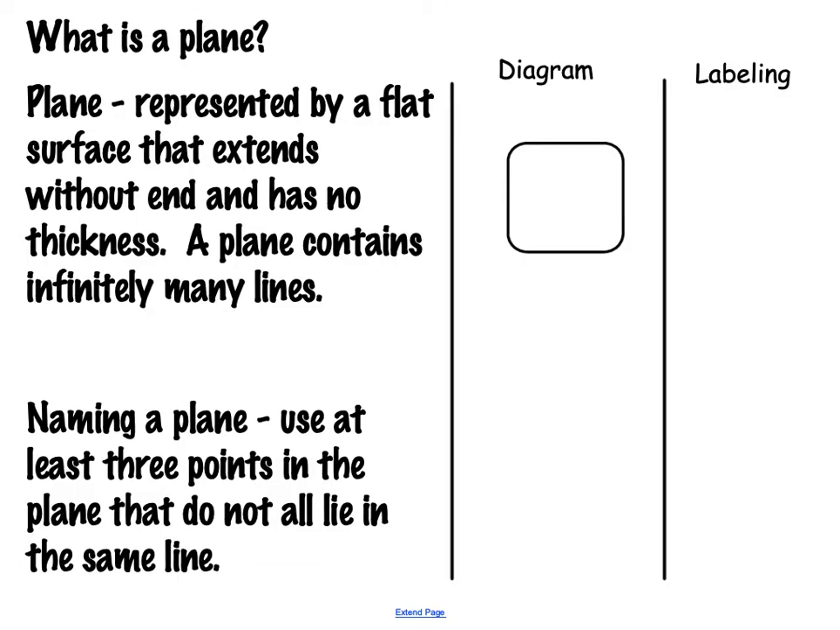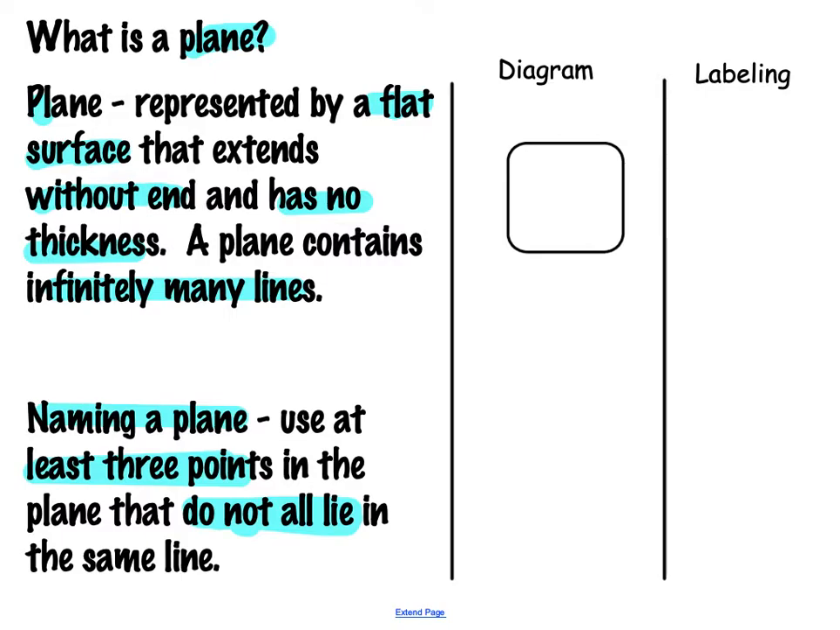What is a plane? A plane, right? Not the ones in the sky. A plane is represented by a flat surface, kind of like my diagram here. It extends without end, and it has no thickness. So a plane contains infinitely many lines. When you name a plane, very important, you have to use at least 3 points in that plane that do not lie in the same line.